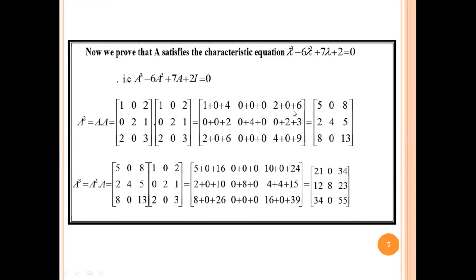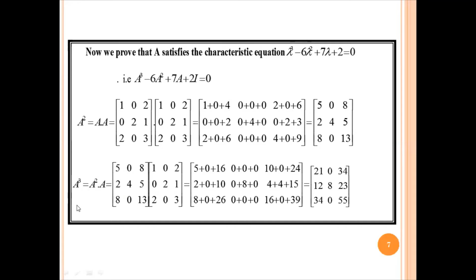So from that we'll get the first row, right? Similarly, second row, first column, second row, second column, second row, third column. We'll get like this. Similarly, third row, first column, third row, second column, third row, third column, right? These are the three elements we'll get: the first row, second row, third row. Simplify that, and we'll get the A square matrix.